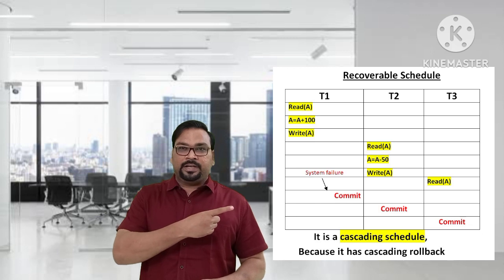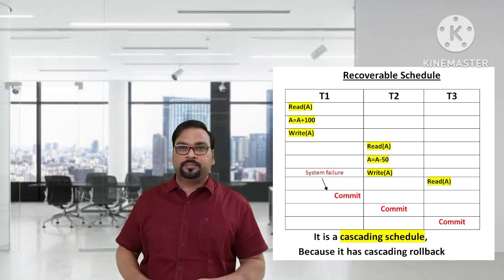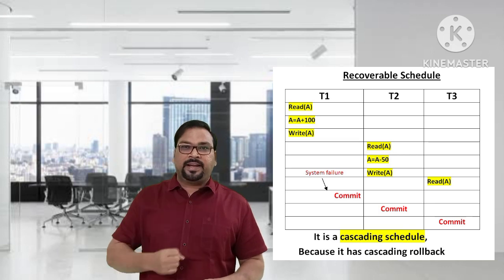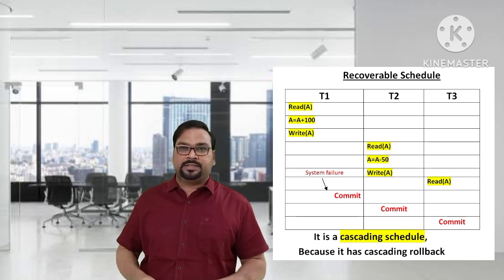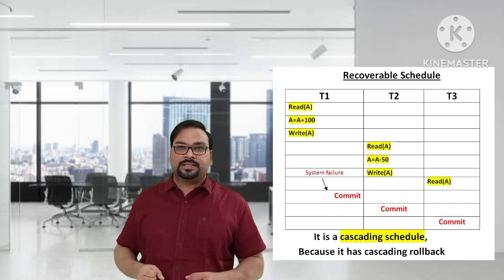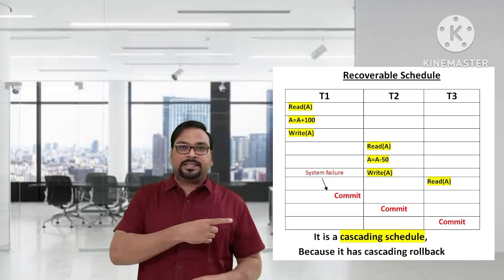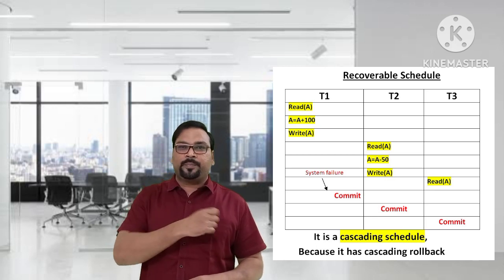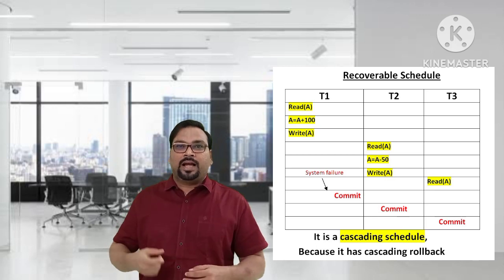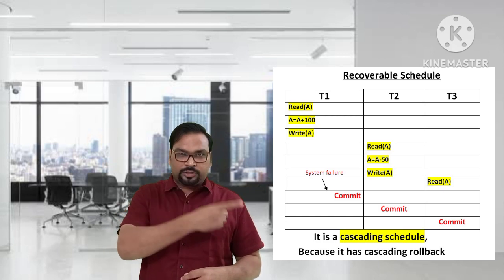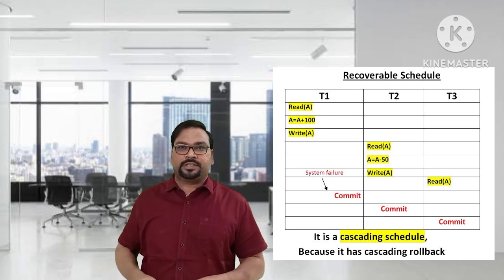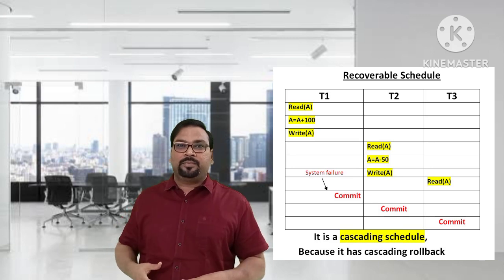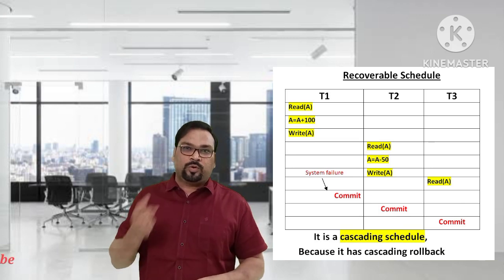But look at this carefully, we have one problem. The problem is, suppose the system fails before T1 has committed. In that case, T1 has to roll back all its operations and T2 has to roll back all its operations, and T3 also has to roll back all its operations. So what happens? In this case, every transaction has to roll back.